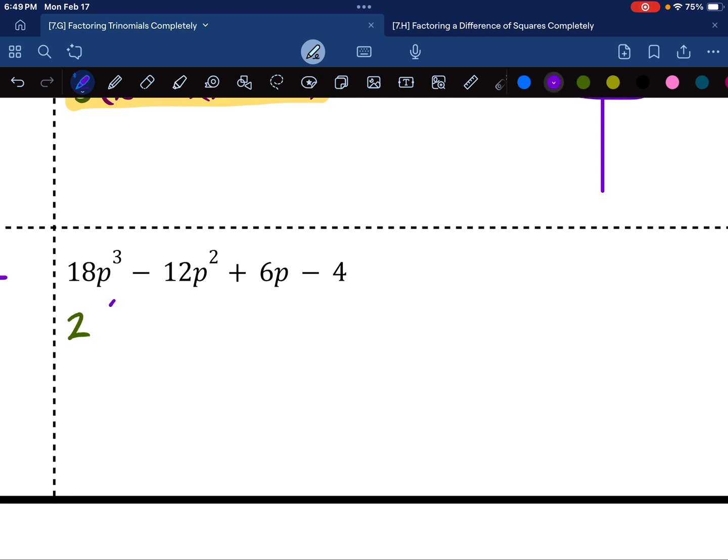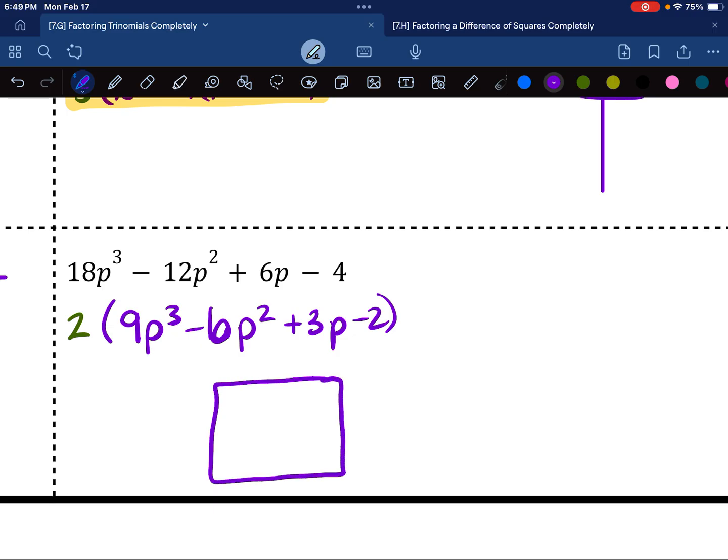So when I do that and divide it out, I get 9p cubed, 6p squared, plus 3p minus 2. And those are the expressions that are going to go in this box. 4 terms is kind of nice because the middle term's already split for you, so you don't have to do extra work. As a lazy person, that brings me joy.